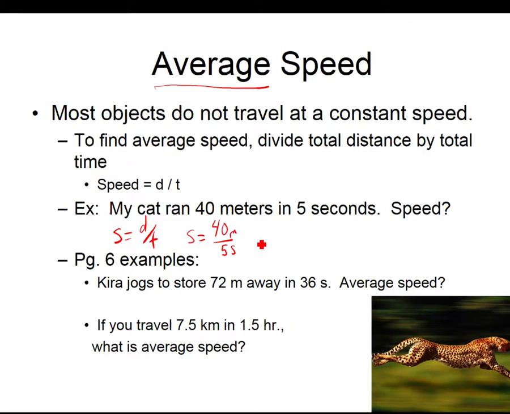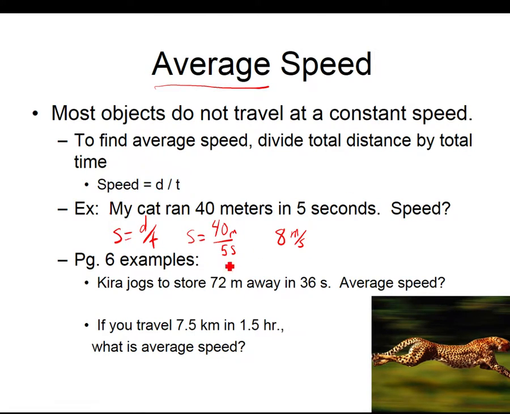Calculate it out. You can do it in your head or use a calculator. 40 divided by 5, we get 8. Now, what's the unit label going to be? Well, in the problem, we had meters per second. Remember, we have a distance over a time, so we're going to have 8 meters per second. We just use that as our unit label.